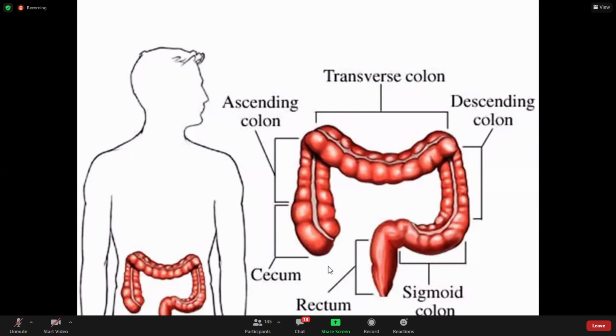One is the appendix, which is present over here, attached to the cecum, then your transverse colon, and then your sigmoid colon. Only these three parts are intraperitoneal. All the rest of the parts are retroperitoneal.